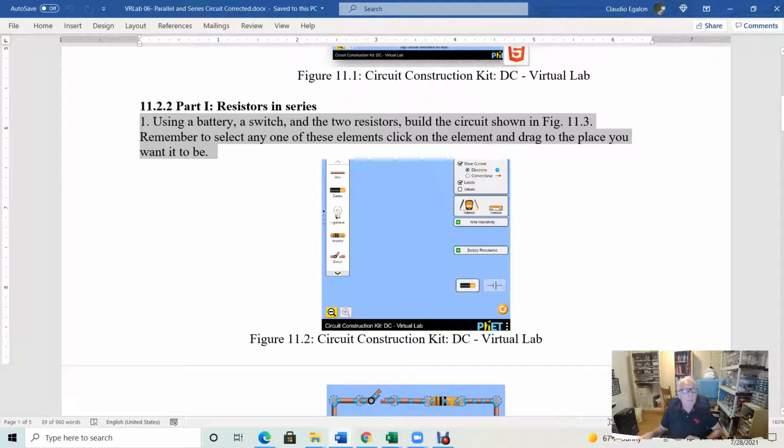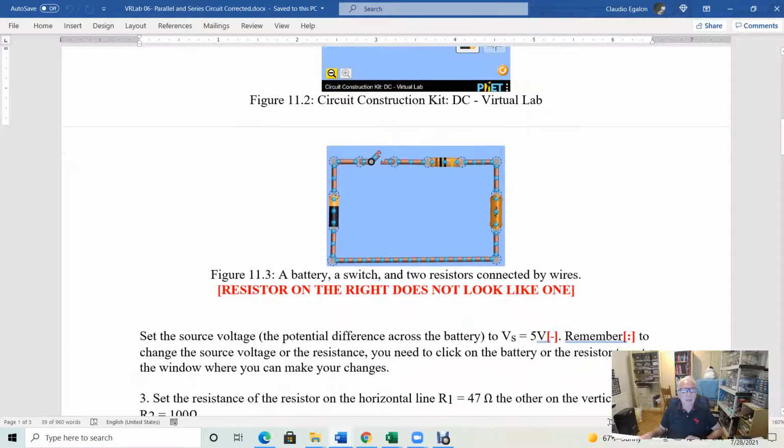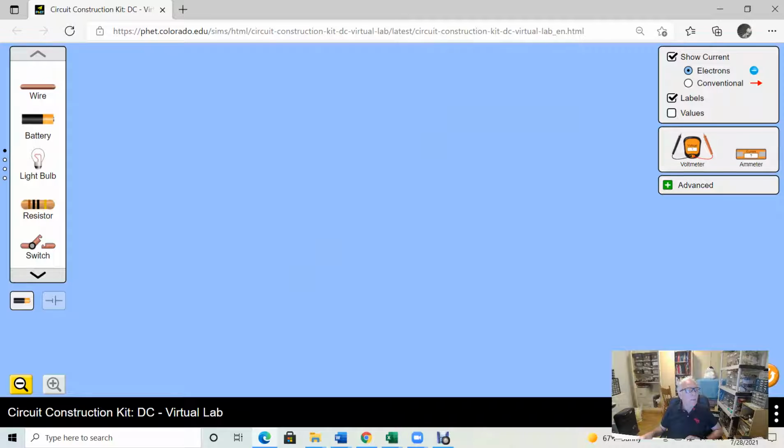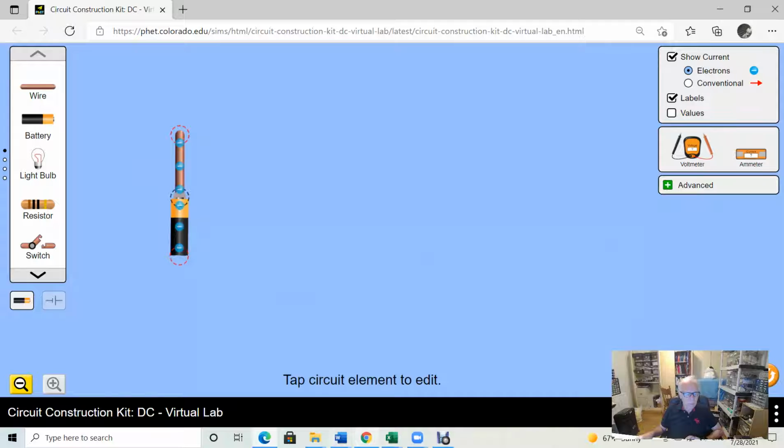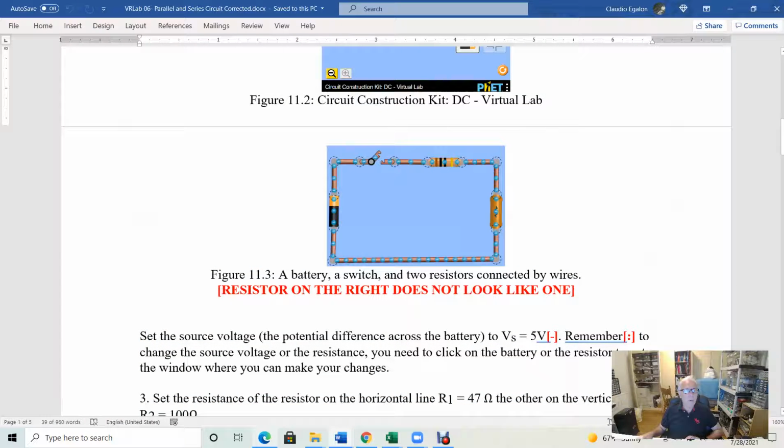Remember to select any of these elements, click on it, and drag to the place you want it to be. Here you go. So let's go ahead and do it. The wire. But don't forget the battery, the source of what we call voltage, the source of electric power. Not this one, this one here.